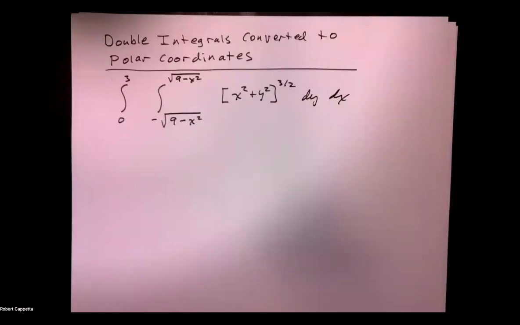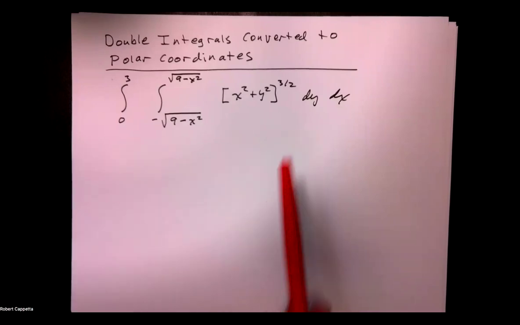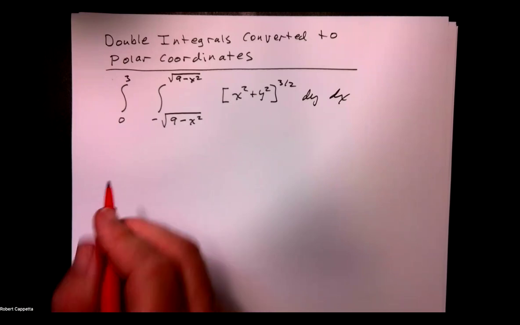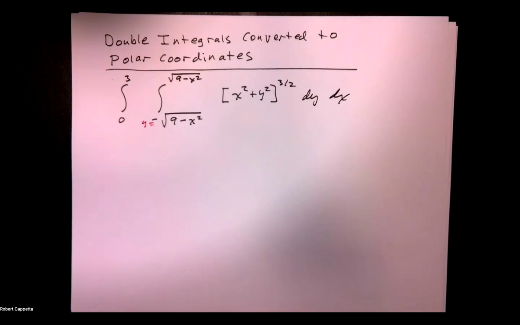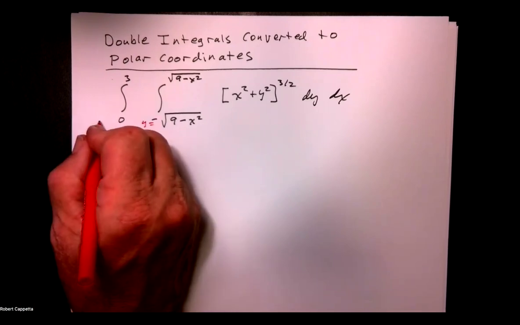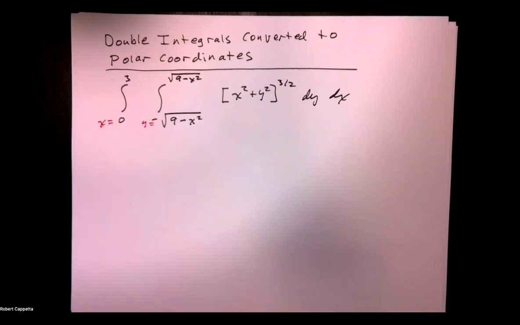So in this lesson, we're actually going to convert to polar coordinates to evaluate this double integral. So this is what we have. Notice it's dy dx form. So this is y goes from negative root 9 minus x squared to root 9 minus x squared, and this is x goes from 0 to 3.